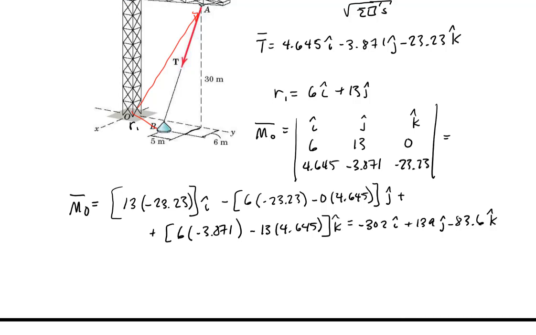And then multiplying them all out, you get the moment about A is equal to negative 302 in the I direction, 139 in the J direction, and 83.6 in the K.